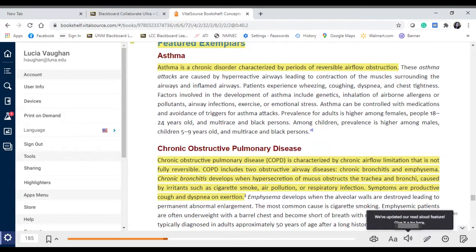COPD is characterized by chronic airflow limitation that is not fully reversible. COPD includes two obstructive airway diseases, chronic bronchitis and chronic emphysema. Chronic bronchitis develops when hypersecretion of mucus obstructs the trachea and bronchi, caused by irritants such as cigarette smoke, air pollution, respiratory infection. Symptoms are productive cough, dyspnea on exertion.